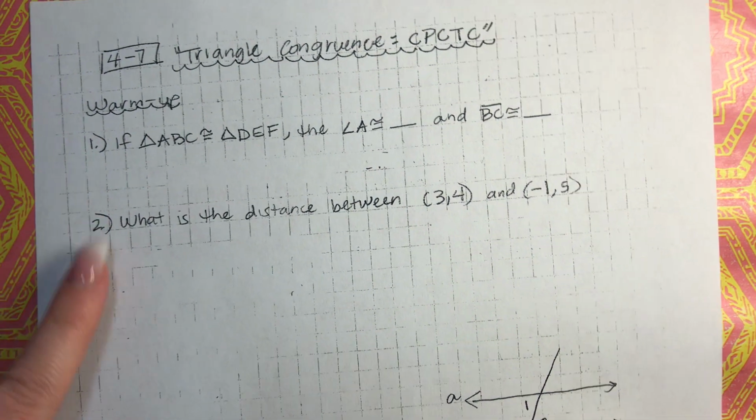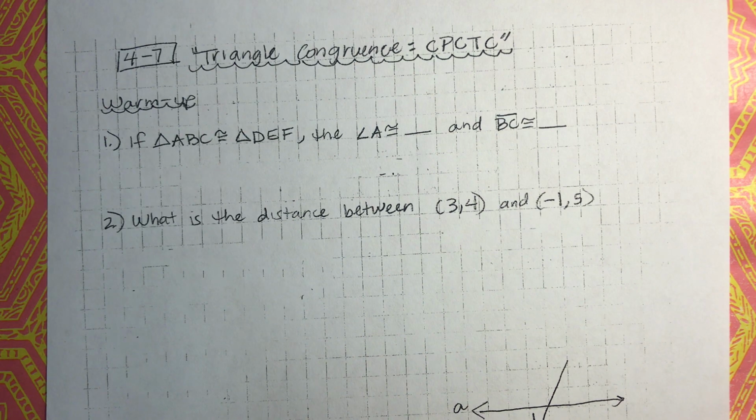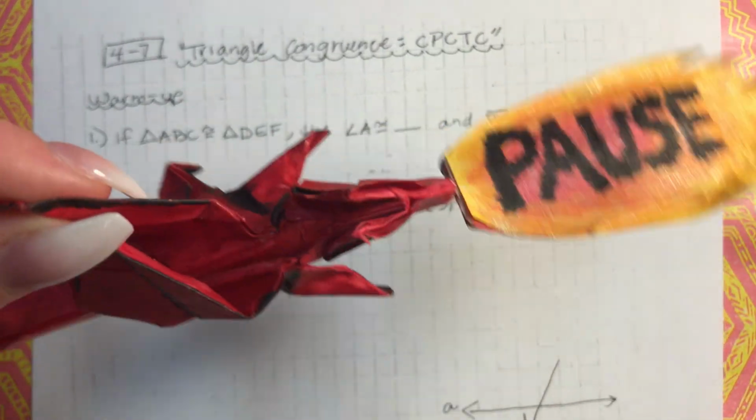So we have problems 1, 2, 3, and 4. So here's my friend the pause dragon, to remind you to pause your device. Go ahead and work out those problems. When you get done, press play and we'll talk about them. All right, see you in a bit.